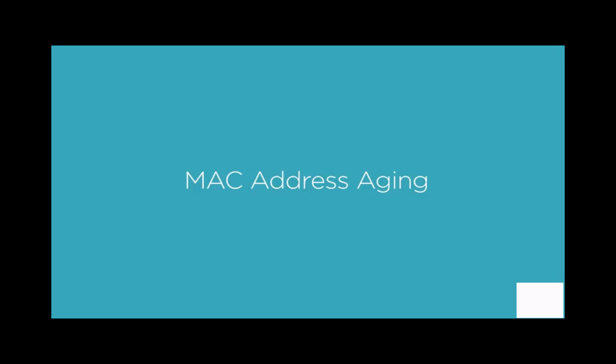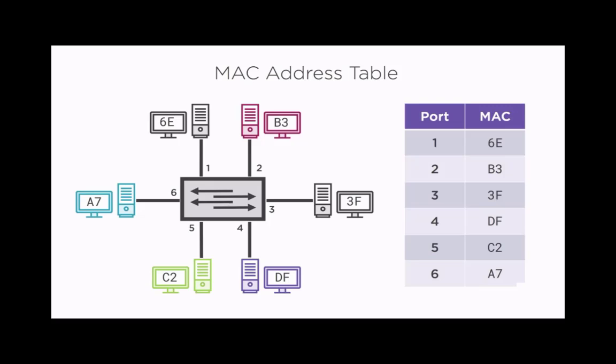Now, what is MAC address aging? For example, for some reason the client 3F does not send a broadcast message or any other traffic on a switch. The switch has the ability, after 30 seconds, to wipe out all the information related to the port information and MAC address table. It wipes out all the information related to the MAC address table and port mapping.